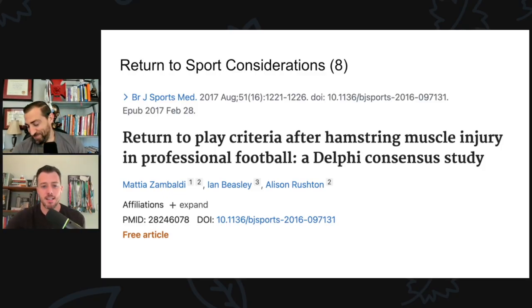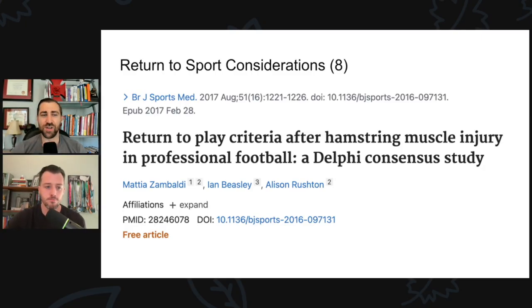Good times. So what are our return to sport considerations? I thought this was a pretty good paper from BJSM in 2017, on return to play criteria after hamstring muscle injury in professional football, a Delphi consensus study. So one of those Delphi consensus studies, but I think it was pretty good. We'll talk about what they recommended for return to sport.